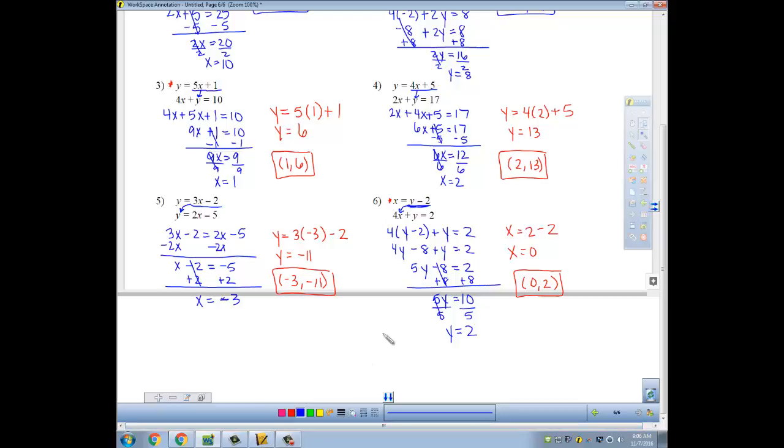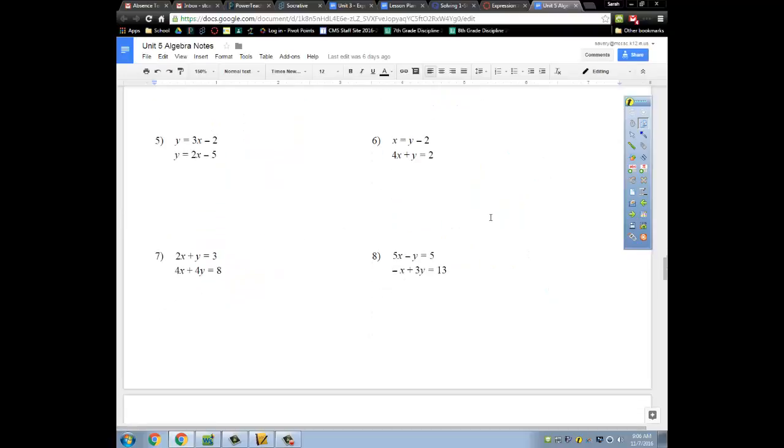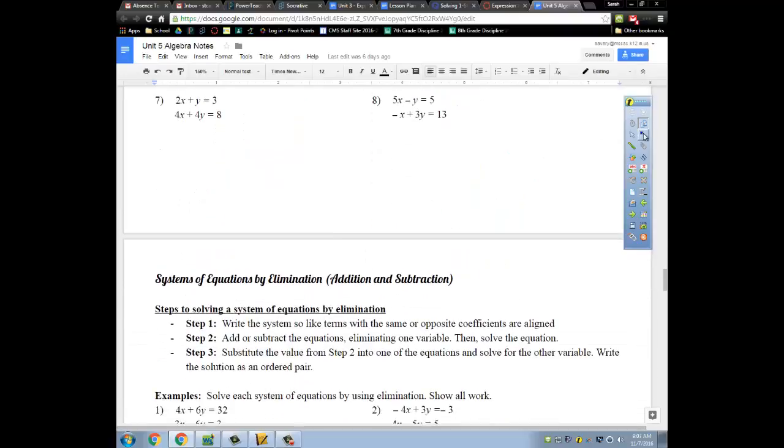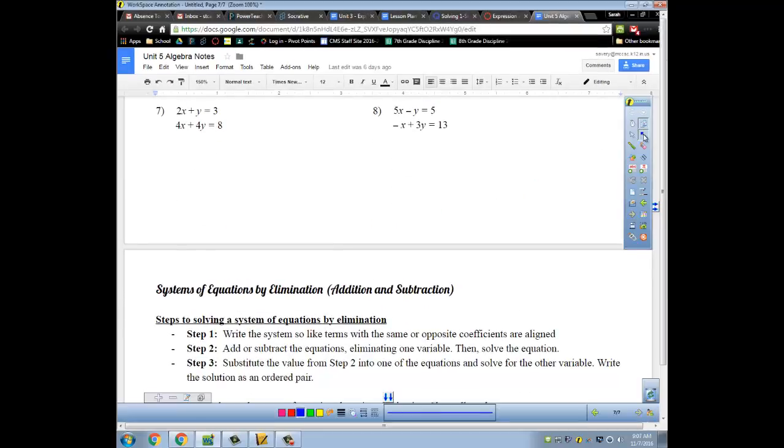I'm going to move down to the last two questions. Okay, these two, we don't have a variable by itself, so we need to get the variable by itself. So you can pick whichever equation you want to do that with. But for this first example, number 7, it looks like it's going to be easiest to get y by itself for this first equation. So I'm going to subtract 2x to the other side to get y equals negative 2x plus 3. And this is what I'm going to plug in to this other equation.